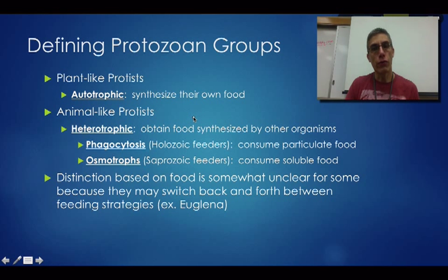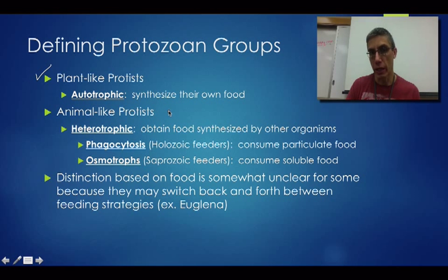Now, the first way that scientists actually did define protozoan groups was through the type of protozoan they were. In other words, what could they do to actually obtain their nutrients? We broke them down into two categories. We talked about the plant-like protist and we talked about the animal-like protist. Now, in this class for zoology, we're not going to focus on the plant-like protist too much. Our main focus is going to be the animal-like protist. But we do need to be familiar with how to distinguish between the two groups.